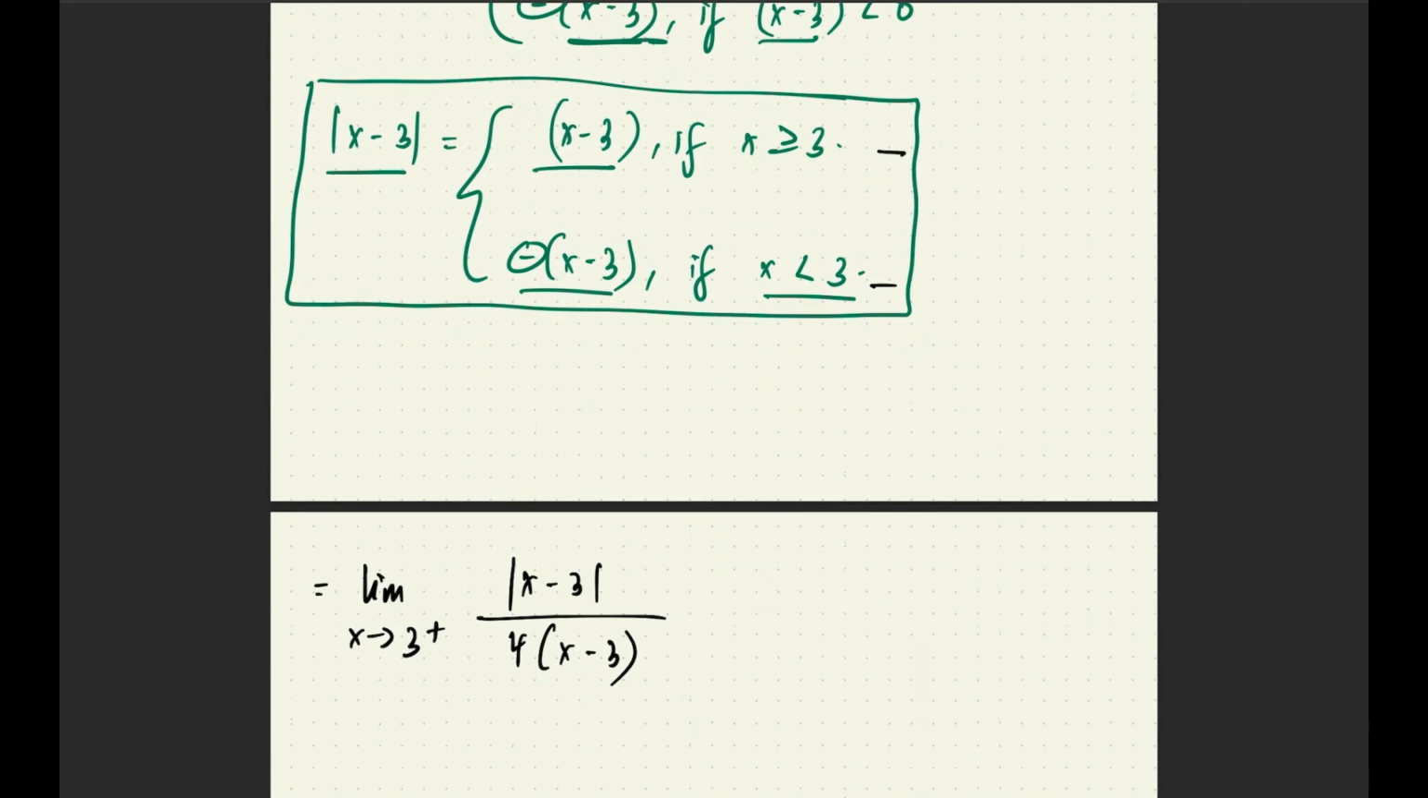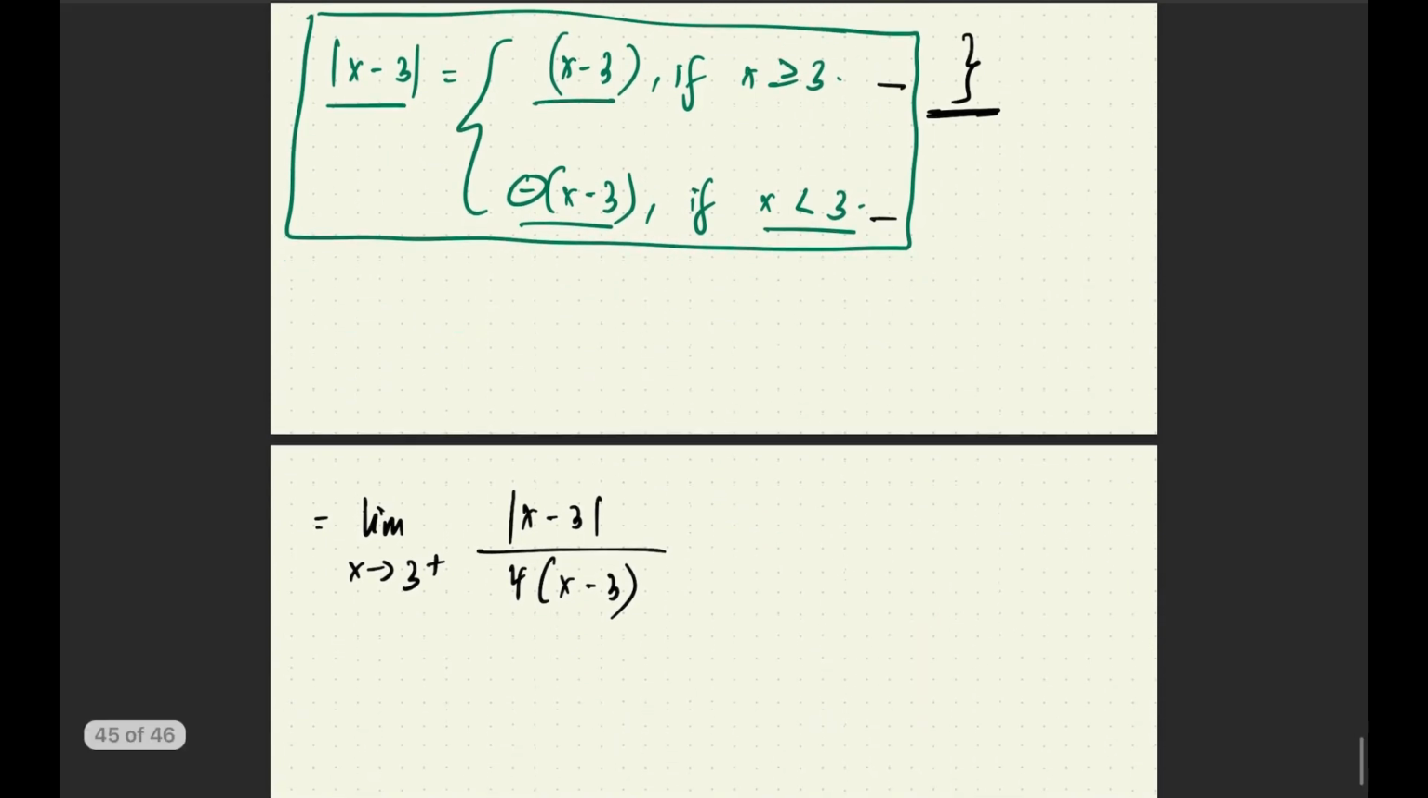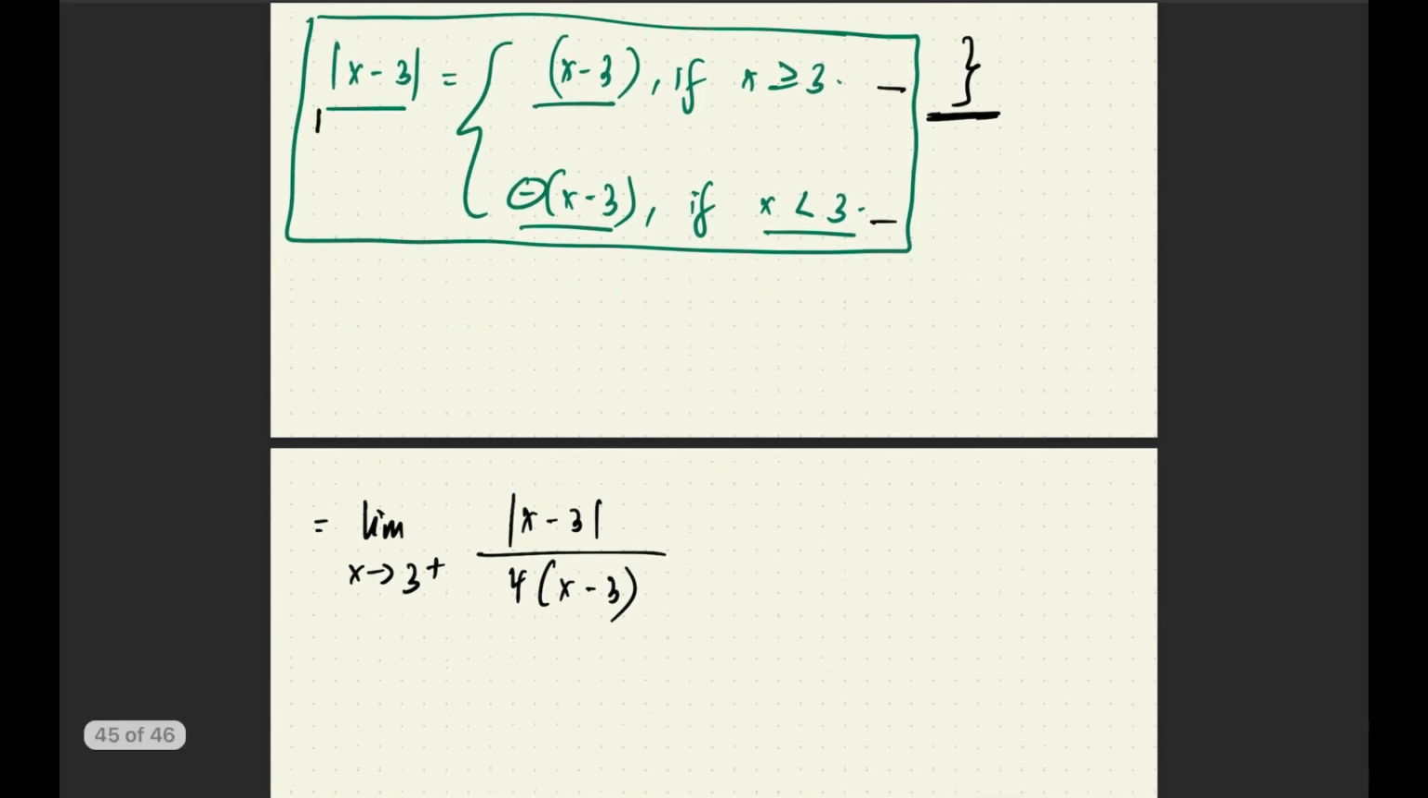So we say that we're approaching 3 from the right hand side, so that means that x is slightly greater than 3, right? So we're going to be looking into this side when we are finding the limit as x approaches 3 from the right hand side. So that means that when we are approaching 3 from the right hand side, the absolute value of x minus 3 is just equal to x minus 3.